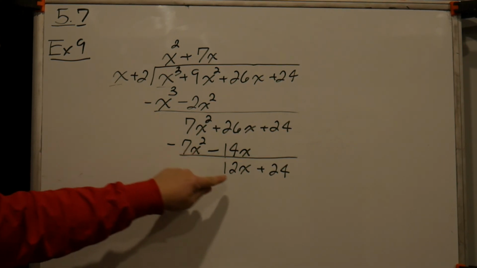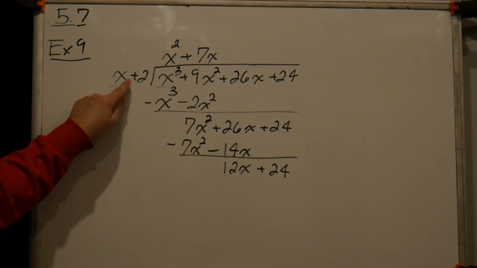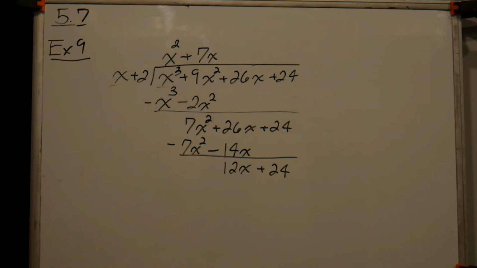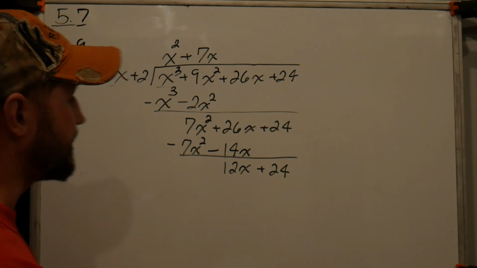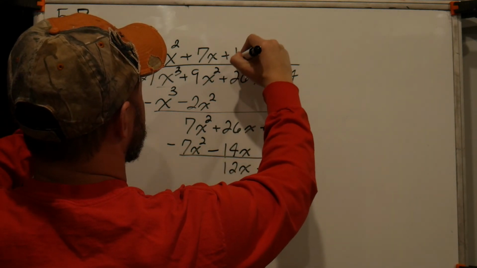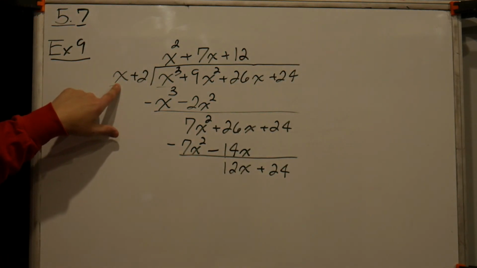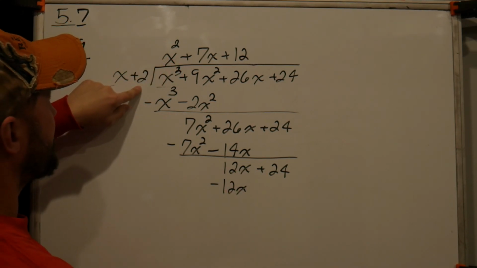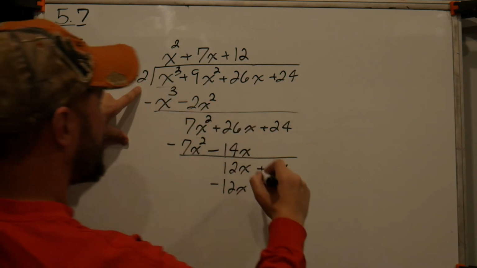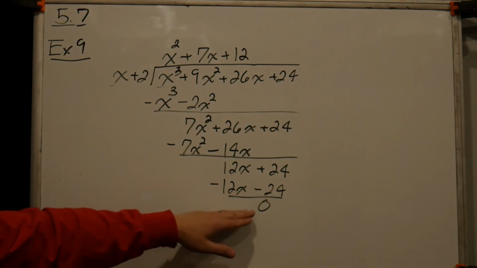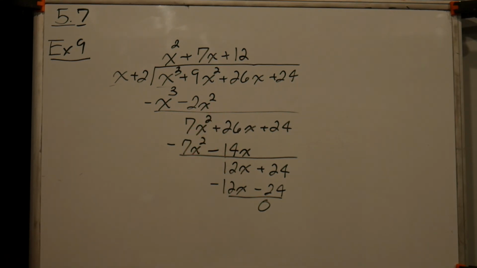Again, this one, it's all I care about. I need to make this one equal that. Then I need to make this one equal that. Now I need to make this one equal that. That's the main process to follow here. So I need to make x equal 12x. So I multiply by 12. That gives me 12x. I subtract it. It gives me a positive 24. I subtract that. Perfect. 0. We like 0 as a remainder. Then we don't have to write anything else.